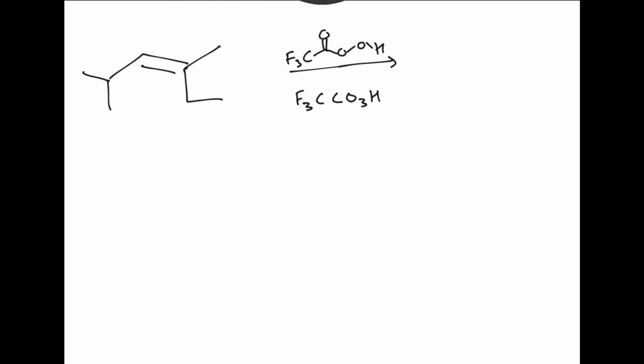CCO3H. This CO3H, that is accounting for the peracid part of the reagent. So if you see that CO3H, it's just a peracid. They just didn't want to draw the bonds. Right?